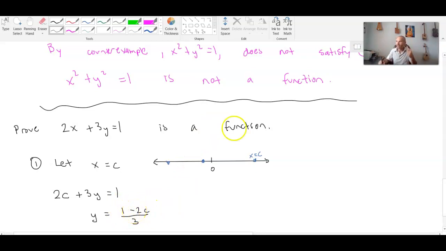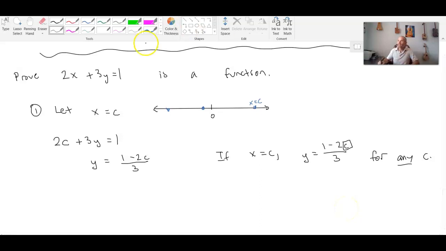So every x, if x equals c, then y equals (1 minus 2c) over 3. For all c, for any value of c. There's no value of c that you can plug in to this position right here and have a failure. You're not ever going to get an undefined value. Subtracting 2 times some constant can be done from 1 all the time for any real number. Okay, so that's condition 1.